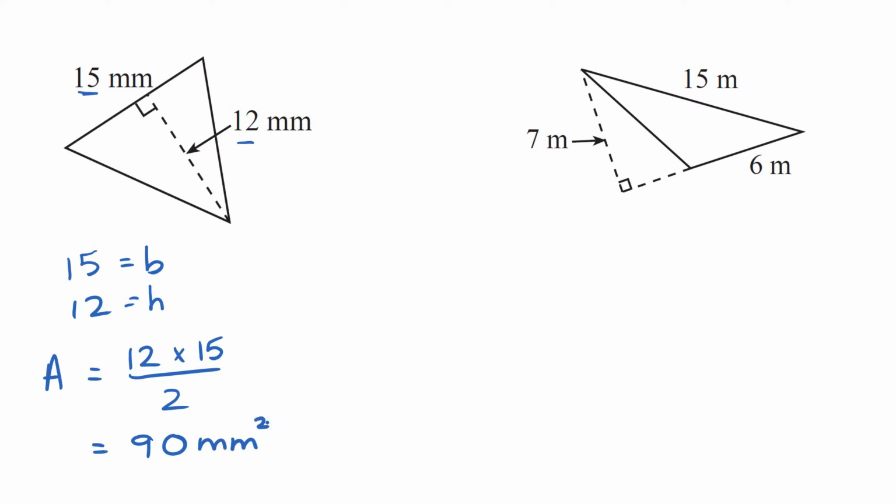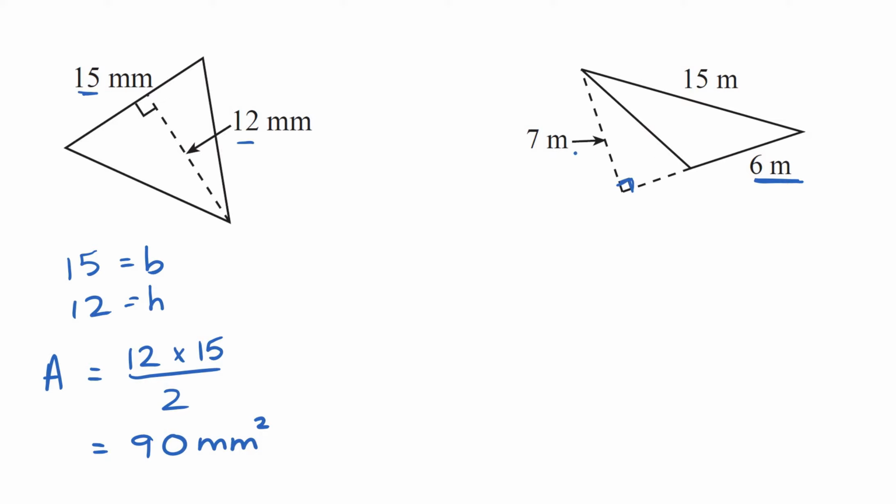In this second example here, it's a little bit tricky to distinguish which is the base and which is the height. You might think, oh, okay, 6 is the base. I think that definitely looks like the base. But which one is the height? Is it 15 meters or is it 7 meters? And the clue here is this right angle.